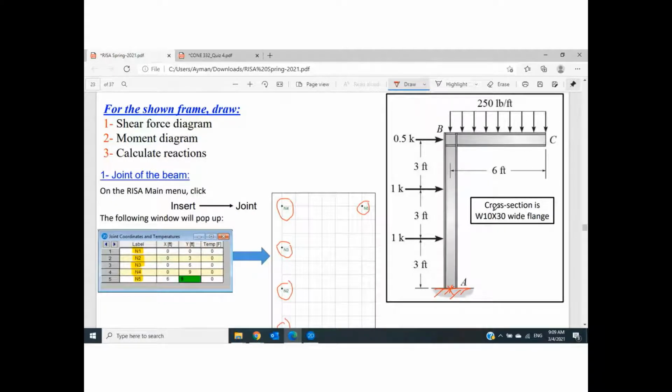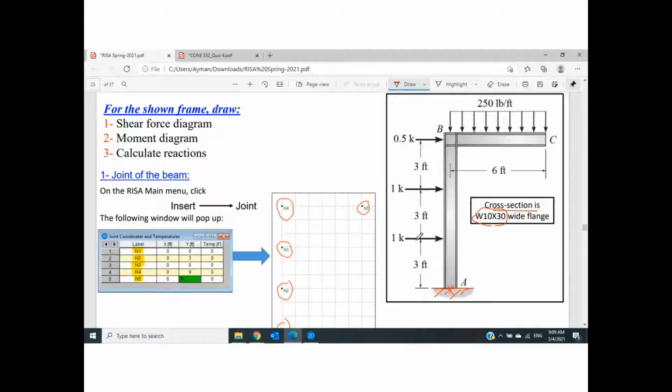The cross section of this frame is W10 times 30 wide flange made from steel. It's not our topic in this course. What is the meaning of cross section? What is the meaning of W10 times 30? We will learn all of this stuff in more details next year.